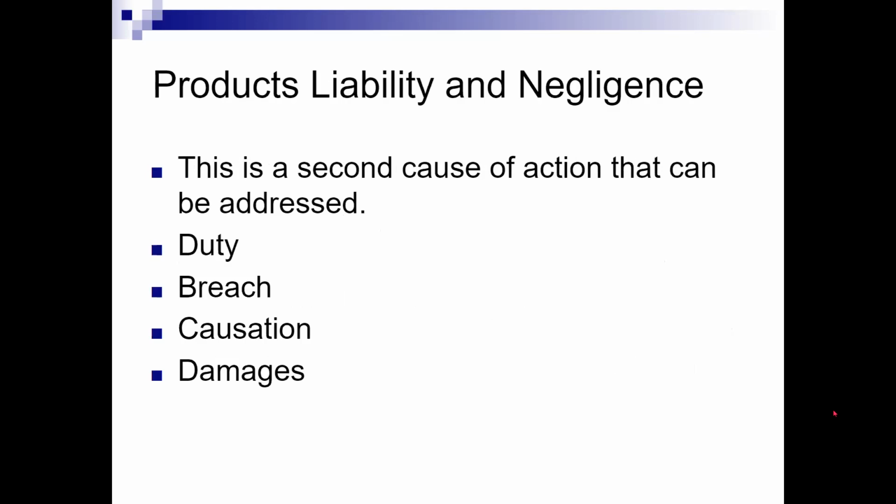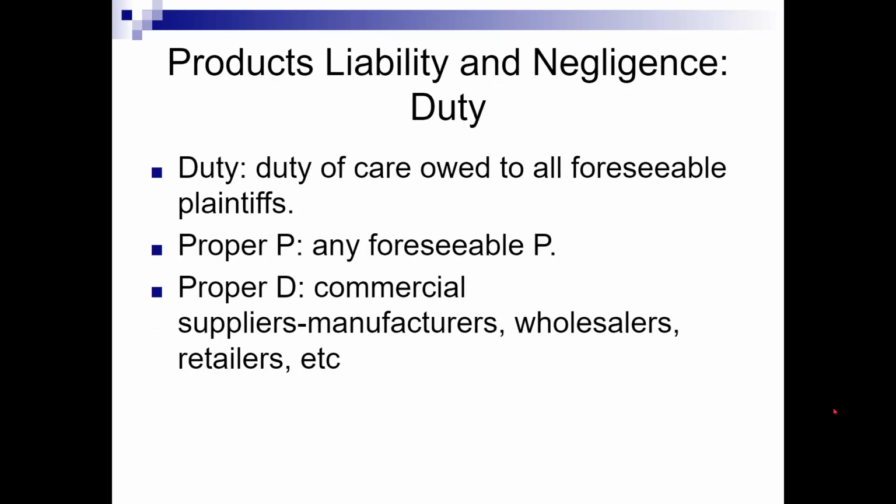Products liability and negligence. This is the second cause of action that can be addressed. The elements are duty, breach, causation, and damages. Products liability and negligence duty. Duty of care owed to all foreseeable plaintiffs. Proper plaintiff. Any foreseeable plaintiff is a proper plaintiff. Proper defendant. Commercial suppliers, manufacturers, wholesalers, retailers, etc.